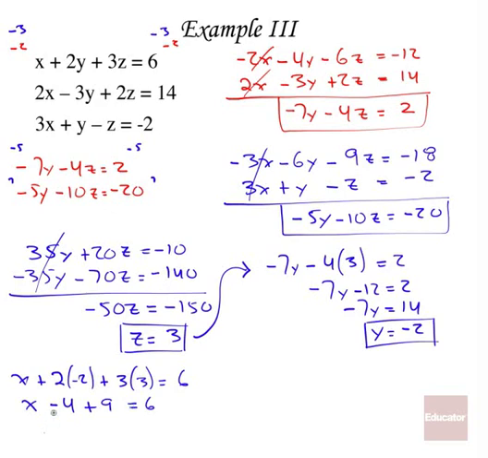Okay, x minus 4, what is minus 4 plus 9? That's 5, right? x plus 5 equals 6. We get x equals 1. And there you have it. You have x equals 1, y equals minus 2, z equals 3. 3 equations, 3 unknowns, and we have one solution.